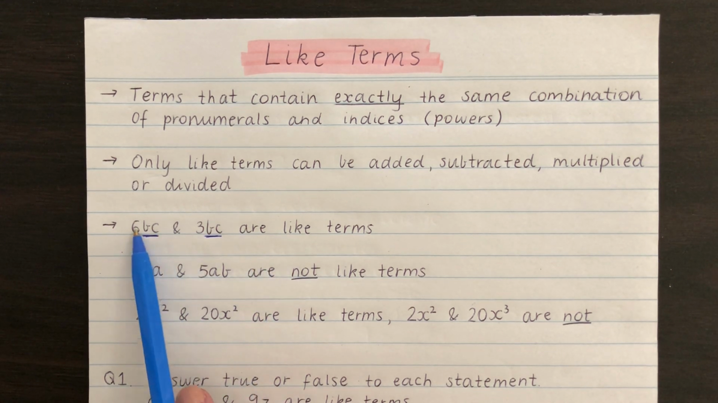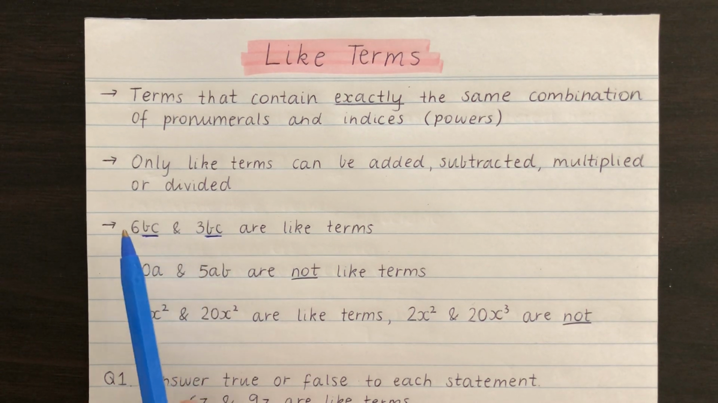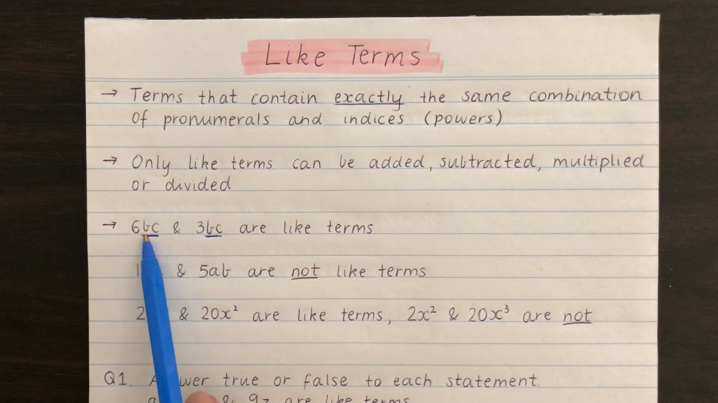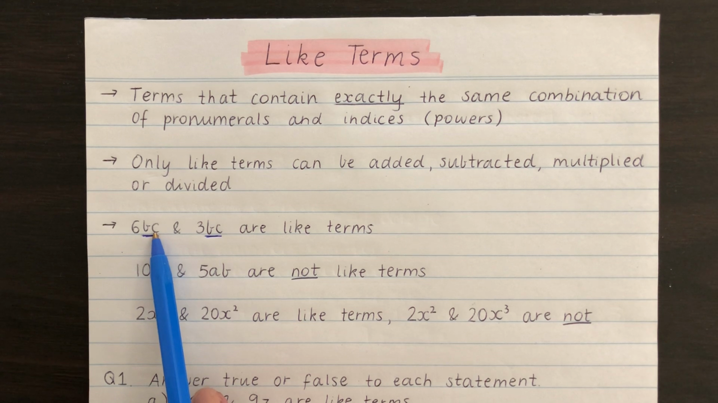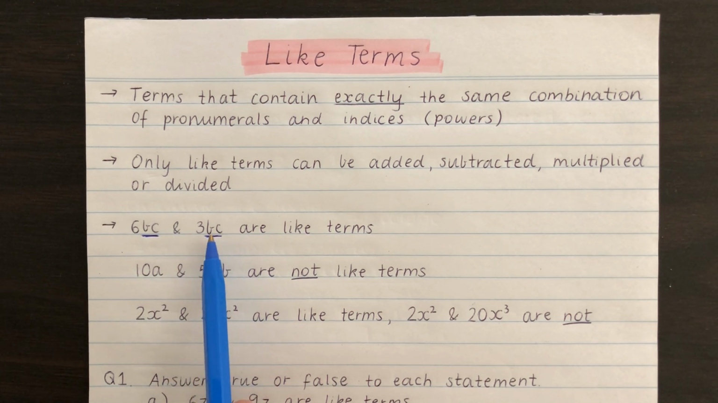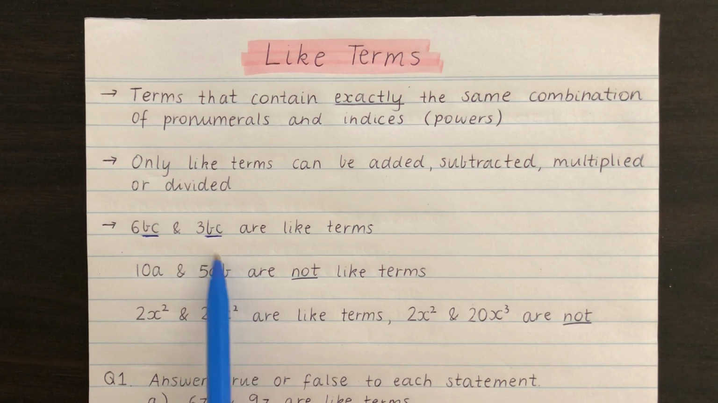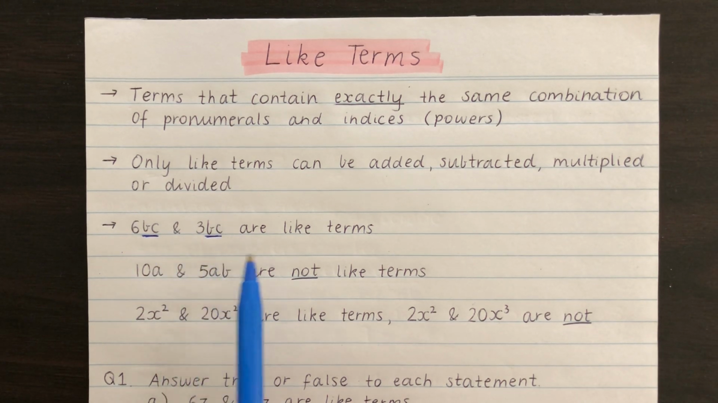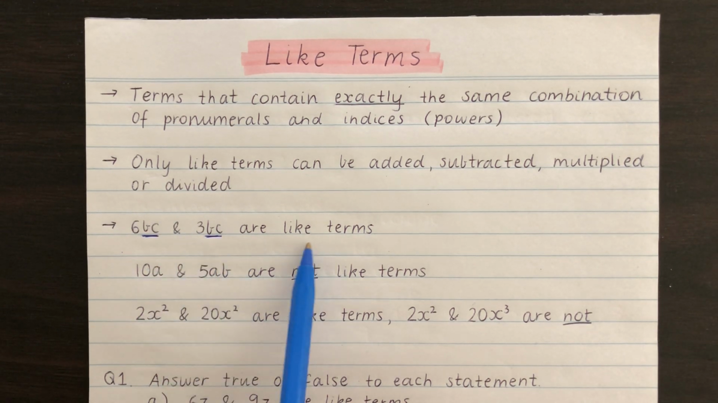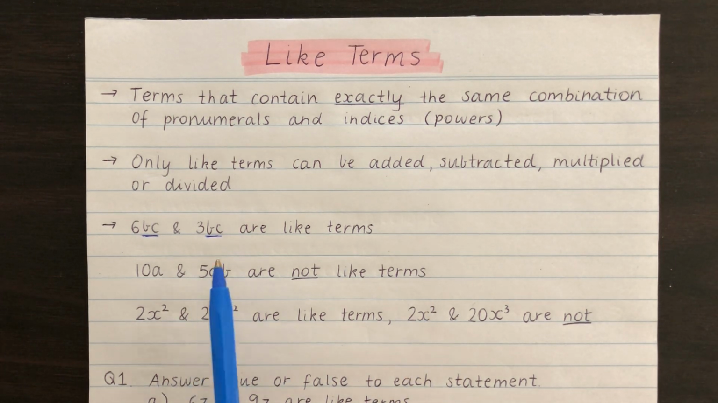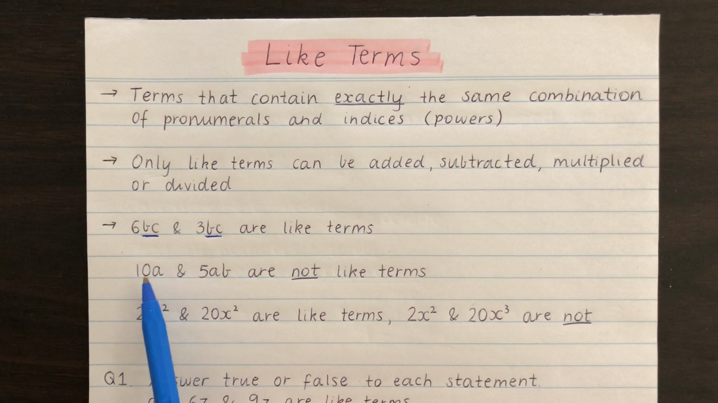Now, these are like terms because in this term over here, we have a B and a C, and in this one over here, we also have a B and a C. So because these pronumerals are exactly the same as each other, just the parts that I've underlined, that means that these 2 terms are like terms, okay? So let's go down to example number 2.